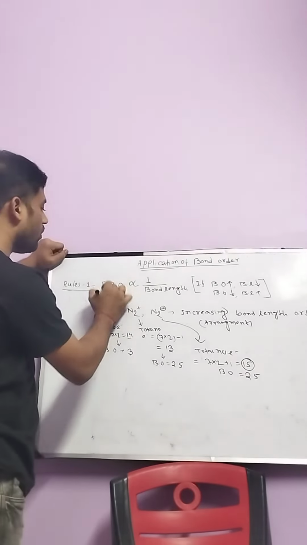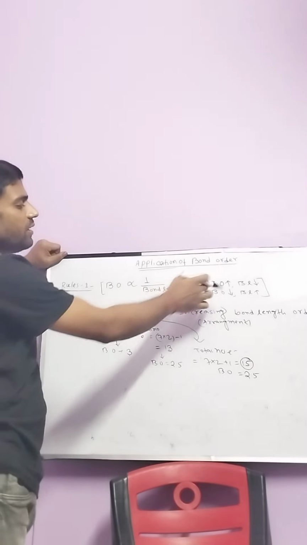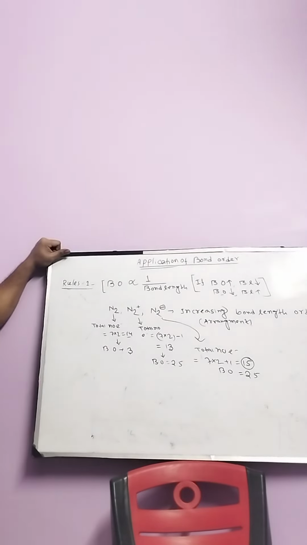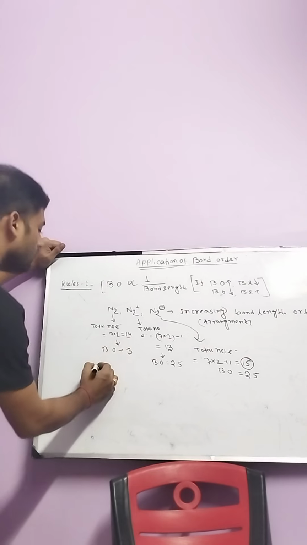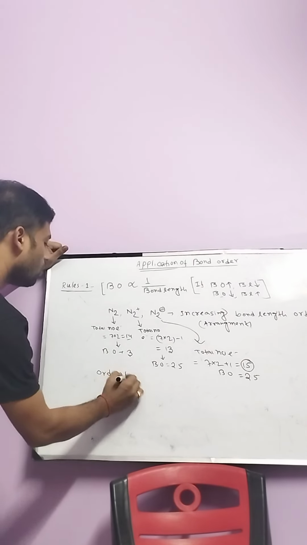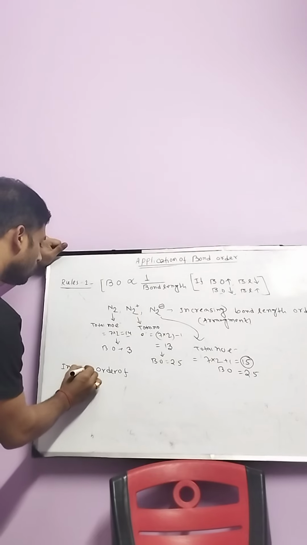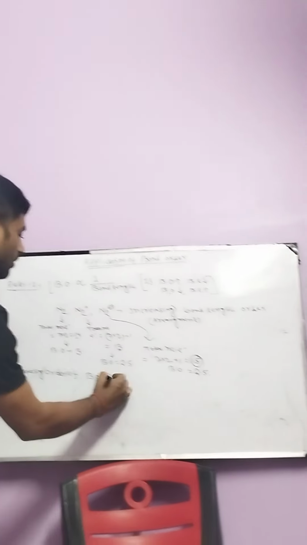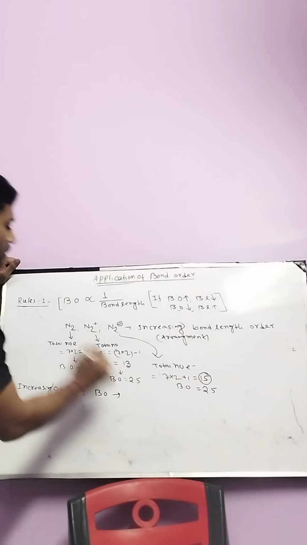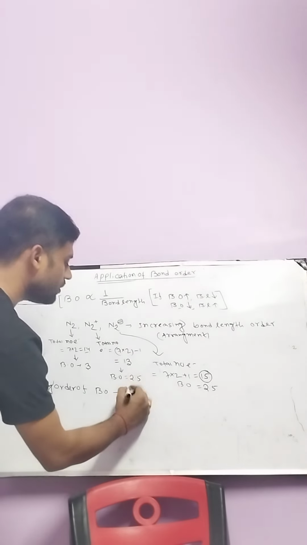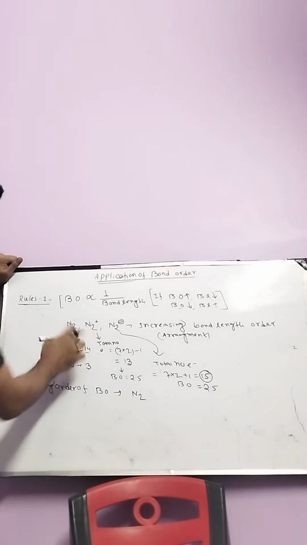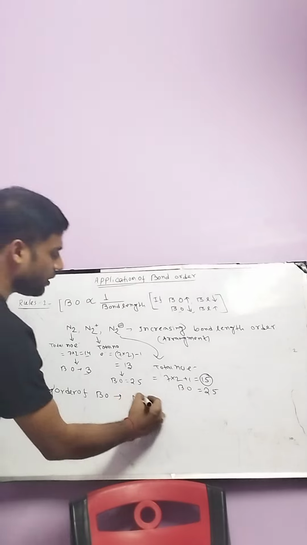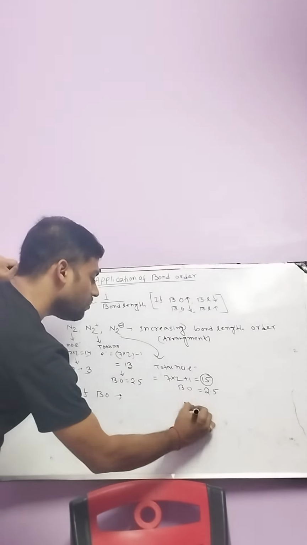So we know that bond order is inversely proportional to bond length. That means if bond order increases, then bond length decreases, or alternatively, if bond order decreases, then bond length increases. Now, the order of bond order of these three molecules: N2 has a total of 14 electrons, so bond order 3, which is the maximum bond order.